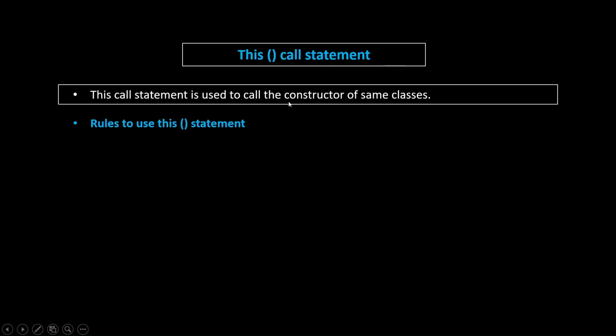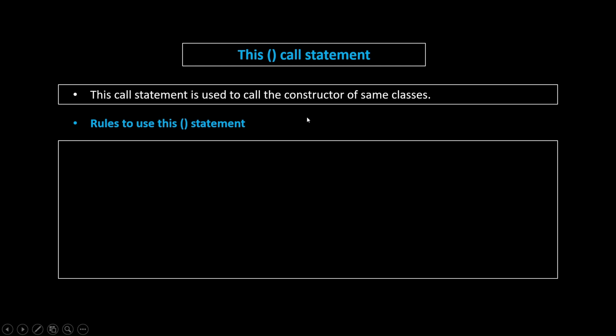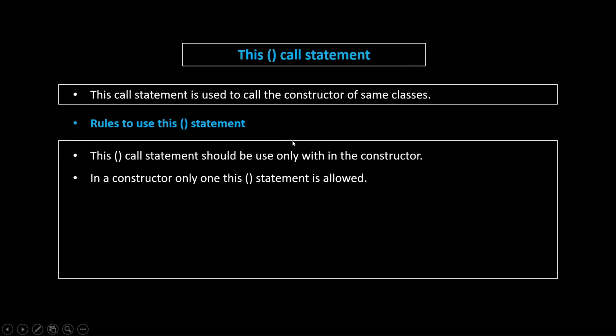What are the rules of the this call statement? These are the points you have to remember whenever you work on your program. The this call statement should be used only within a constructor. In a constructor, only one this call statement is allowed. The this call statement should be the first instruction in a constructor. That means whenever you implement your constructor, the first instruction inside it is a this call statement.